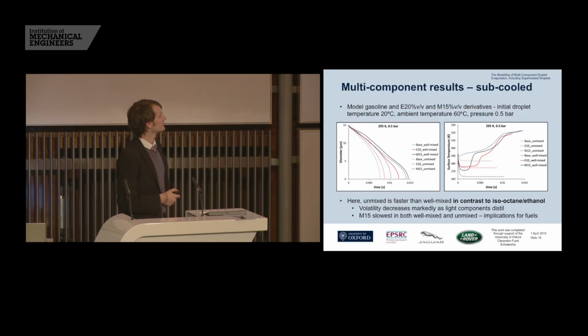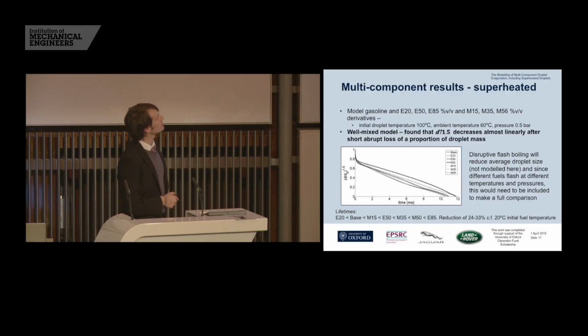And we see typically that adding methanol in small amounts tends to slow down the evaporation, but adding ethanol tends to speed it up slightly, by 15-20%. So some superheated results, same conditions as before. We've now looked at all of the different fuels, up to E85 and M56, which are equivalent stoichiometries for gasoline. We just increased the droplet temperature now so that all of the fuels are superheated.